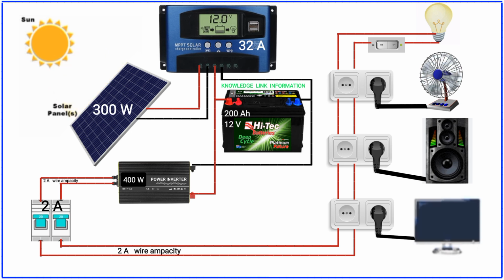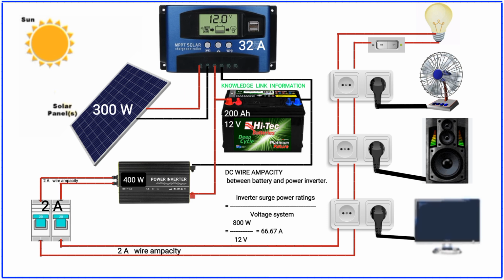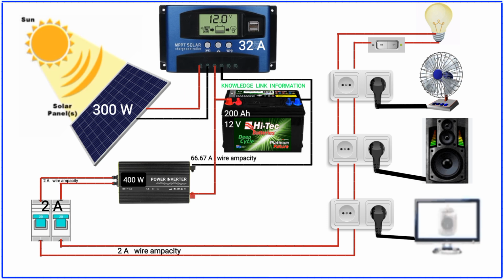We can compute also the DC wire ampacity from battery bank to power inverter, using inverter surge power, divided by voltage system, like 800 watts, divided by 12 volts, is equal to 66.67 amperes, minimum wire ampacity, or bigger.